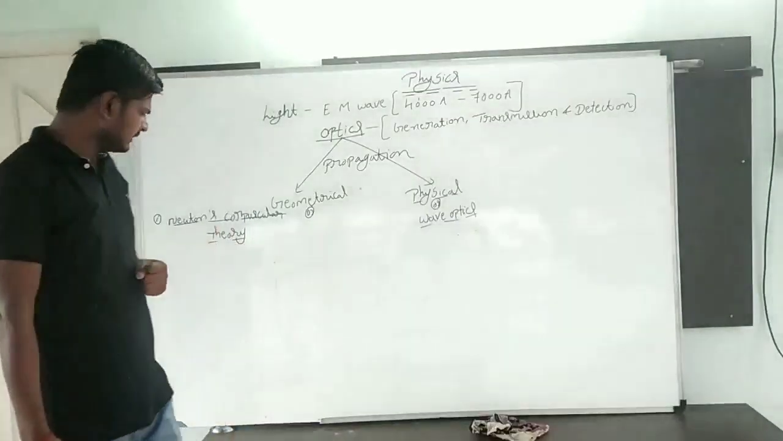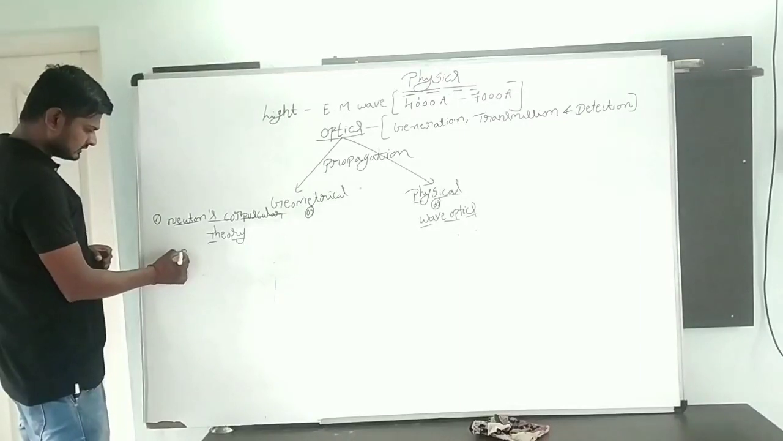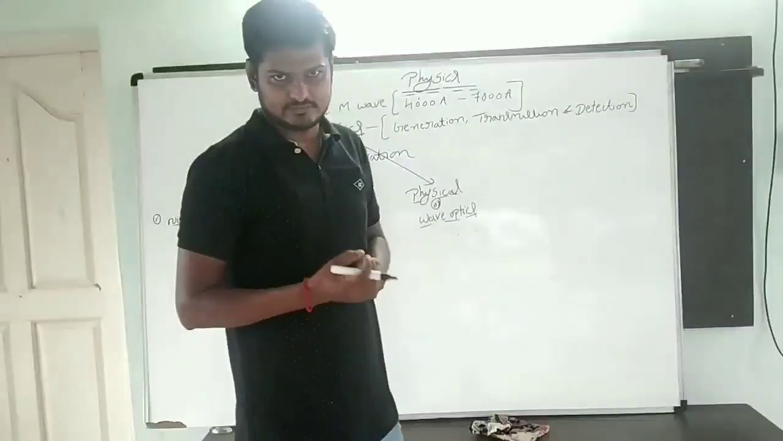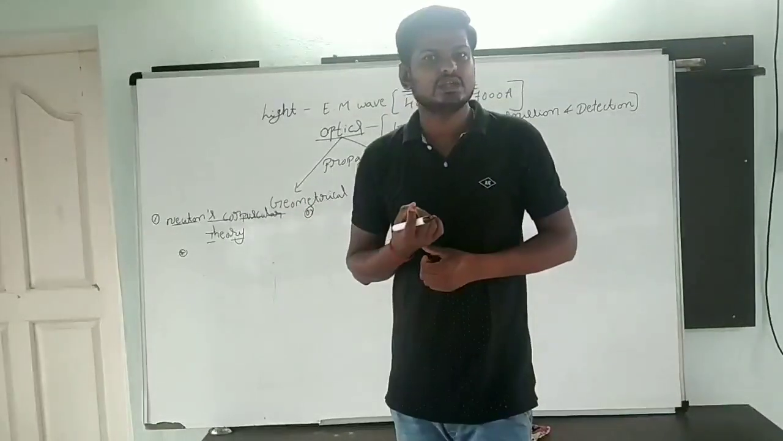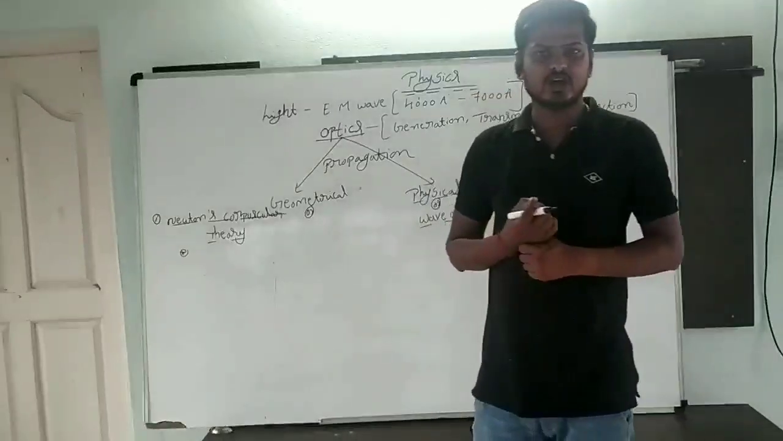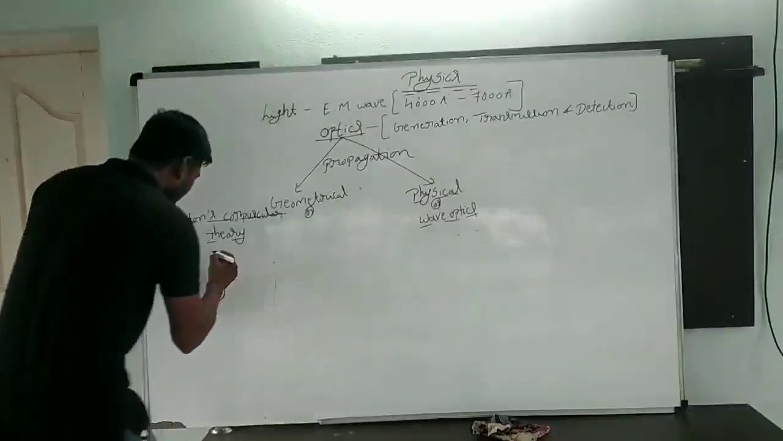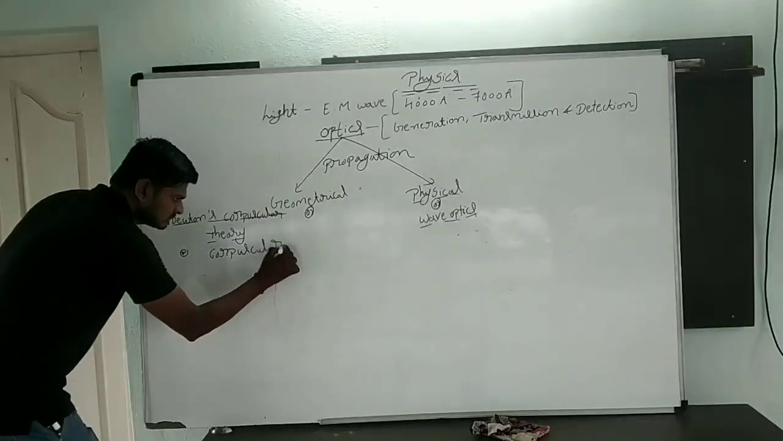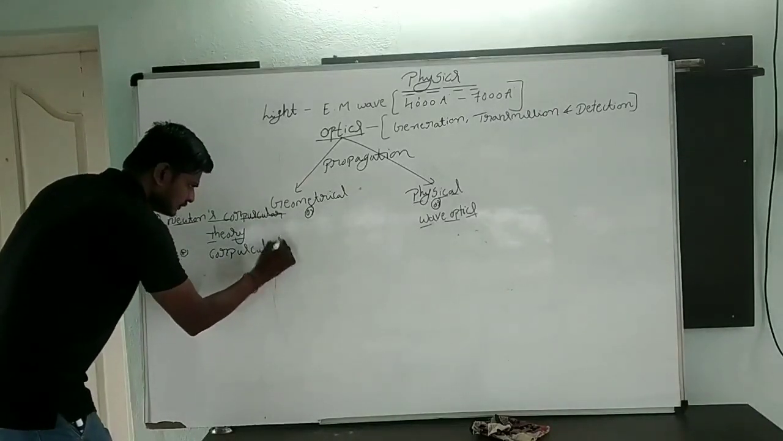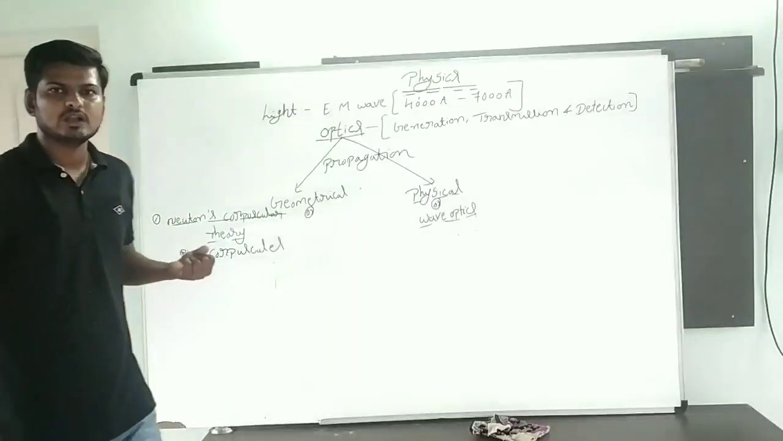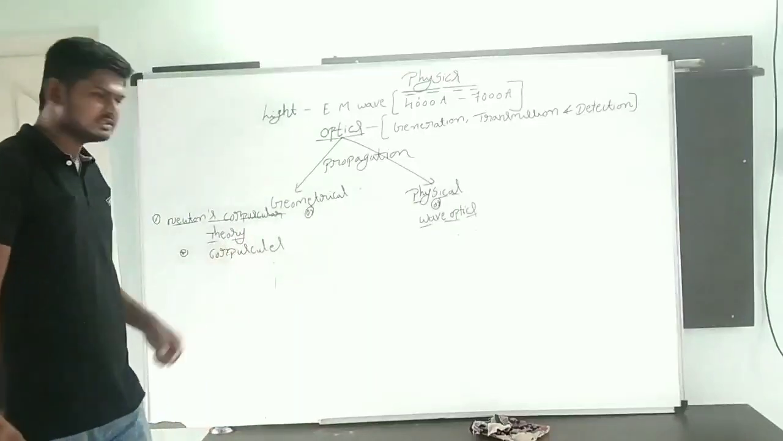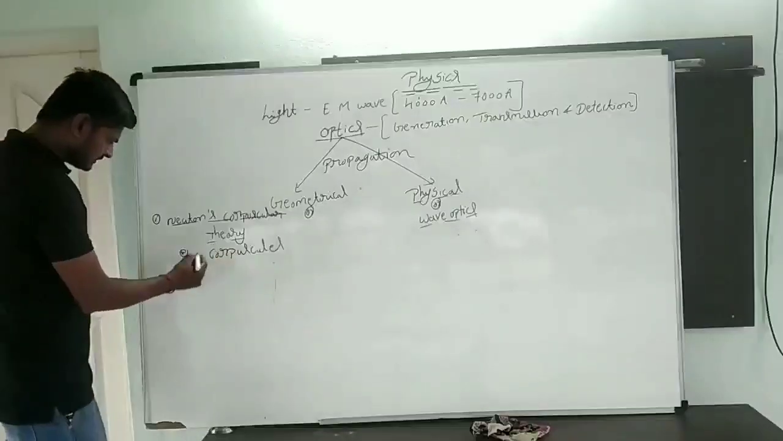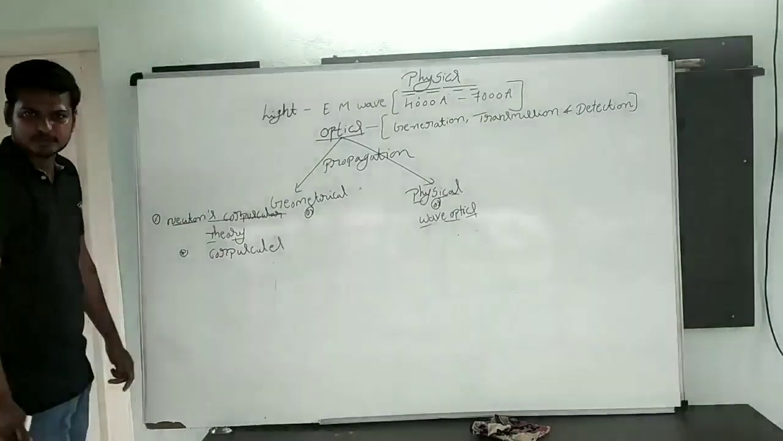According to Newton's corpuscular theory, Newton gave a few assumptions. He said that light consists of extremely small tiny particles, which are called corpuscles. They travel in all directions. This is the first assumption. Based on this, we are going to study Newton's corpuscular theory.